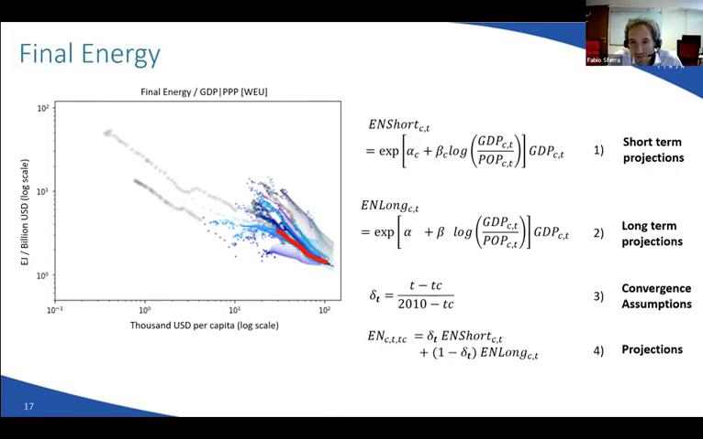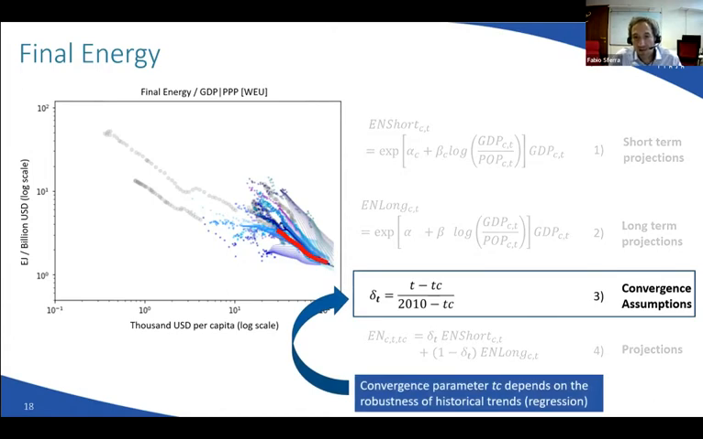Now, we also need to determine some default or standard parameterization for our convergence. And for our standard parameter, we choose the timing of convergence depending on the quality of the historical data. So if we get a very high R-square for a particular country, then we assume a slower convergence to the long-term projections. But if the quality of historical data is not very good, then we assume a faster convergence to the regional integrated assessment model results.